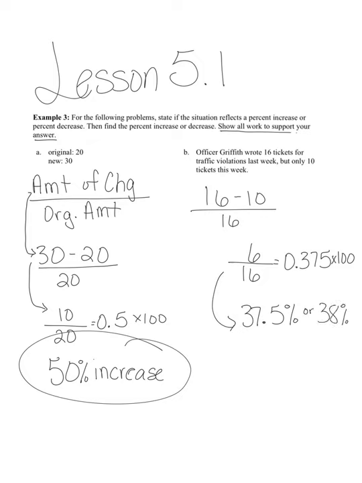And now we need to look at that above problem to determine if this is increasing by 38% or decreasing by 38%. So if he wrote 16 tickets last week and 10 tickets this week, we can see that it is decreasing, going from 16 to 10. So Officer Griffith has a 38% decrease.